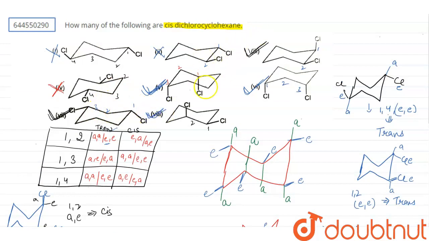So what is our answer? How many are there? 1, 2, 3, 4 and 5. Five structures are cis dichlorocyclohexane. This was the answer, guys.